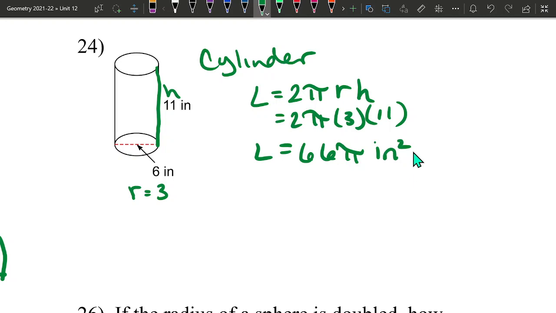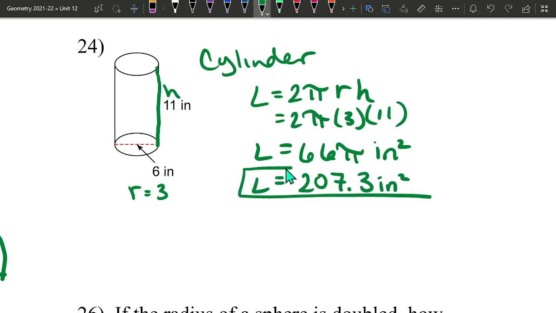Or as a decimal, the surface lateral area would be 207.3 inches squared. Your test will ask for your answers in both formats, in terms of pi and as a decimal. So just make sure you're answering the correct way.